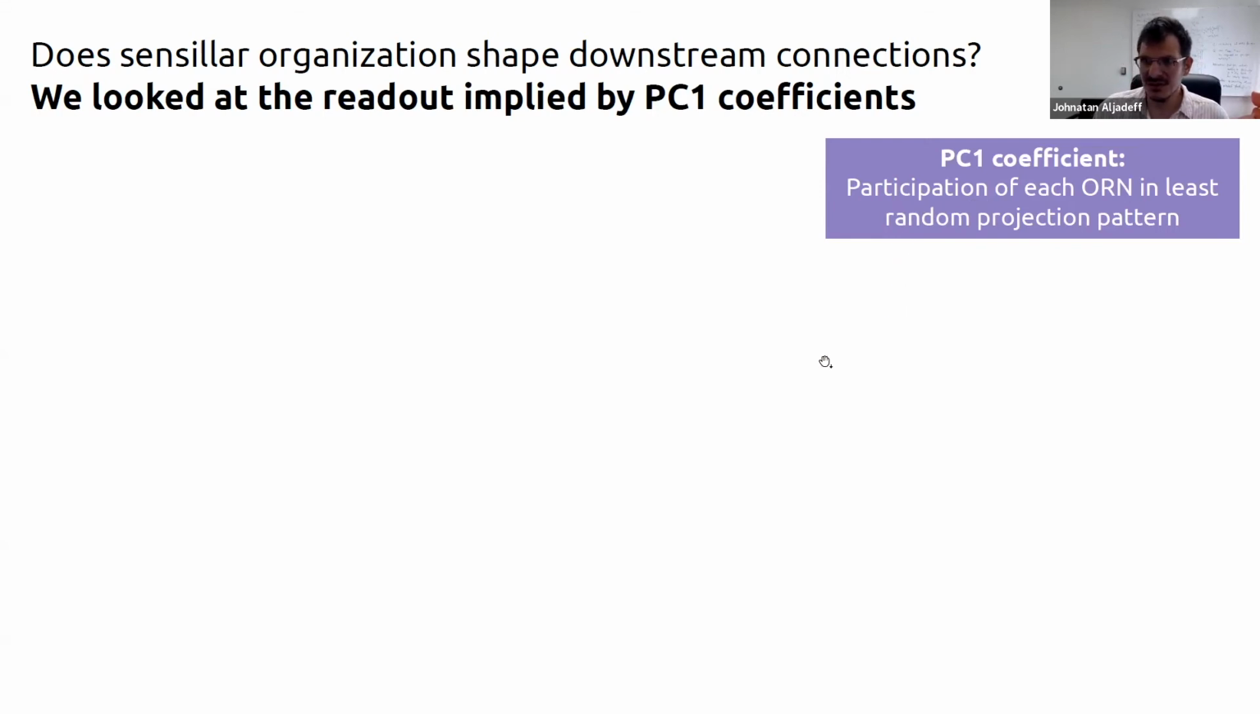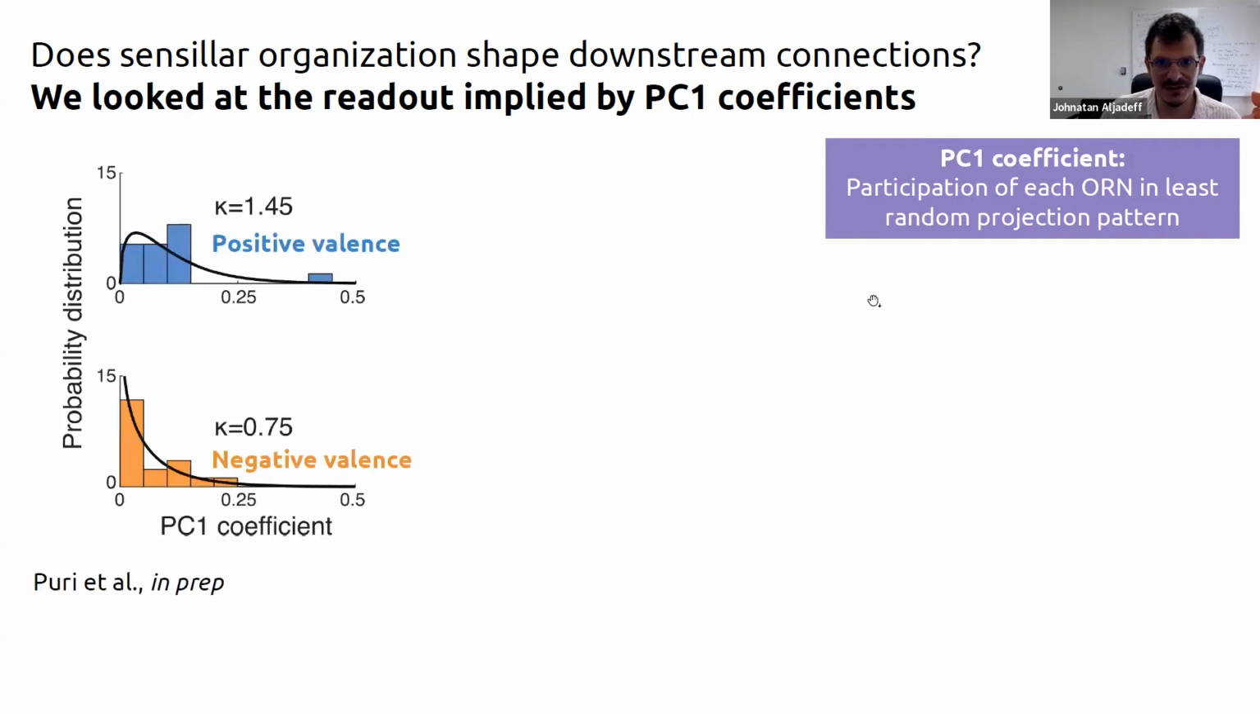Okay, so the first thing we did is to look at the statistics of principal component 1 coefficients for positive valence and negative valence neurons. And we fit a gamma distribution to these two distributions. For the positive valence neurons, we found a shape parameter for the gamma distribution which is greater than 1. This means that the mode of this distribution, the most common value, is some positive value.